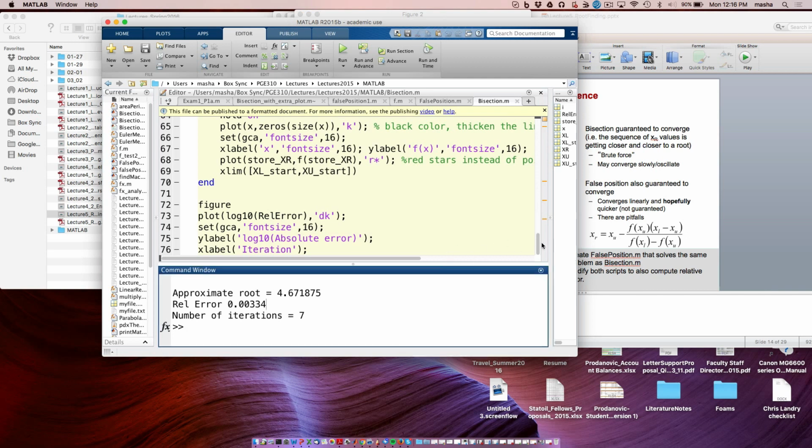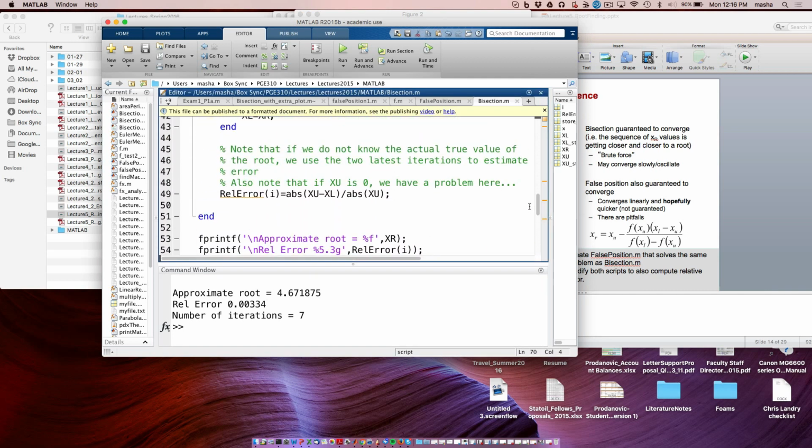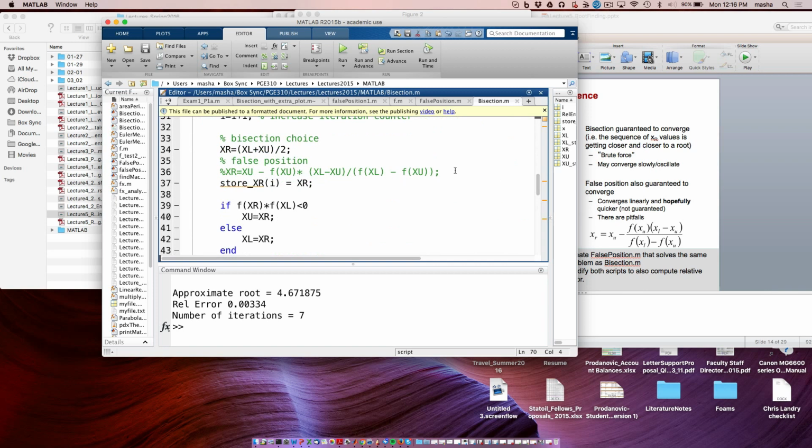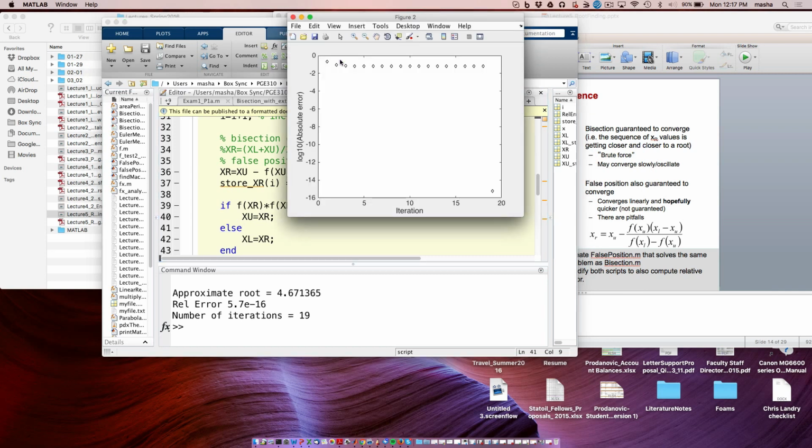Now, what would false position do? For false position, I would basically just change this root choice to be xu minus f of xu times xl minus xu divided by f of xl minus f of xu. And actually see whether it works better. That is not guaranteed. I think last time we executed it, we didn't get a better behavior. So I actually have 19 iterations.